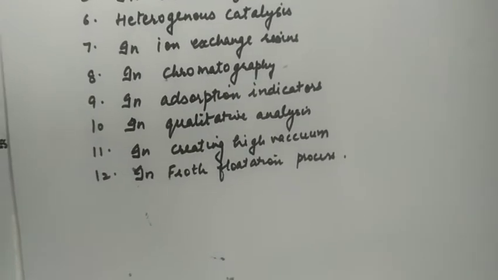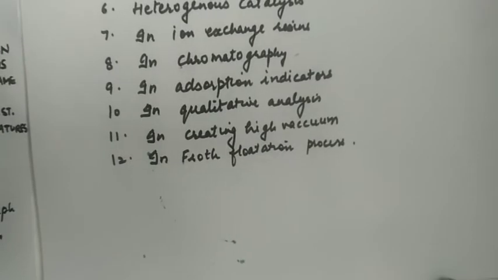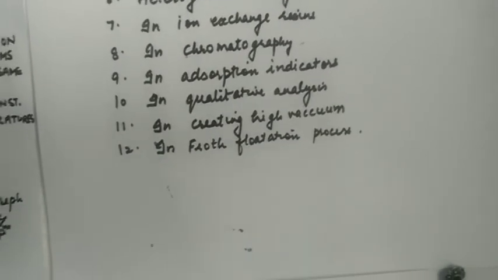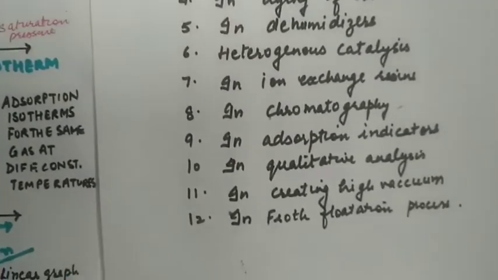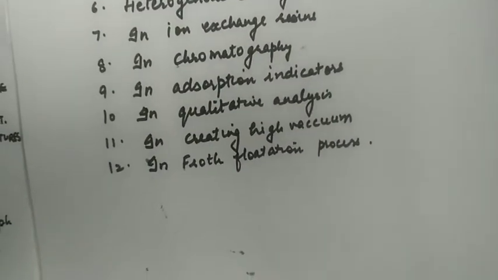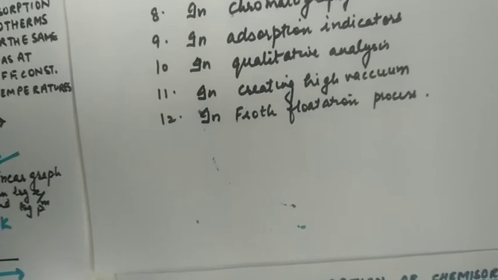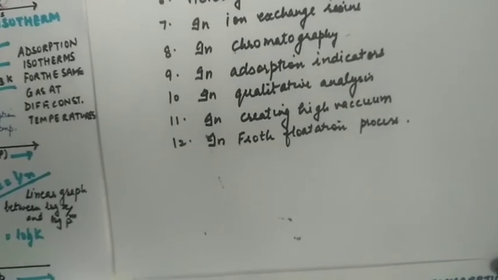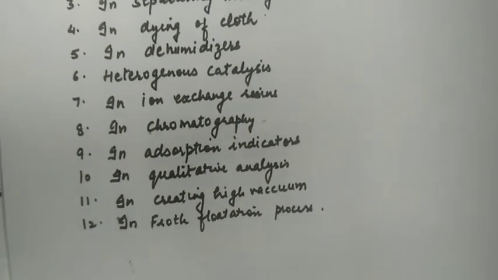Then in creating high vacuum, the adsorption process is used. First, vacuum pumps take out the air, but later on charcoal removes the last traces of air by adsorption to achieve a very high vacuum. In the froth flotation process also, the sulfide ores adsorb the oil particles, get lightened up and rise to the top of the solution in the form of froth, whereas the gangue particles are left behind.